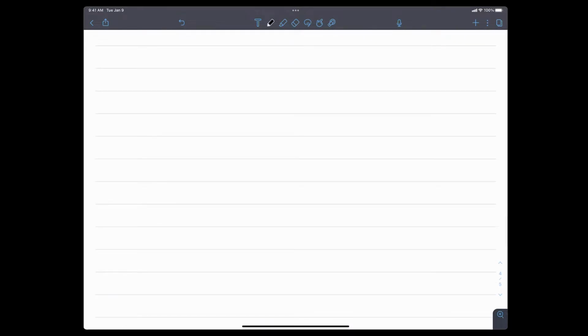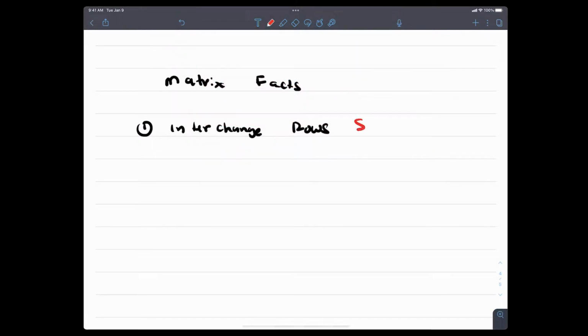So here are some matrix facts. There's 3 facts, ladies and gentlemen. Fact 1, you can interchange your rows. And you say, what do you think that means to interchange rows? You can switch them.